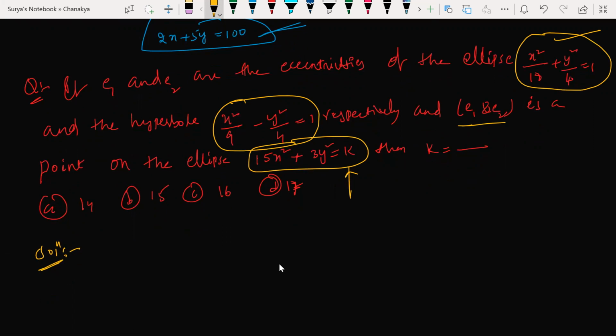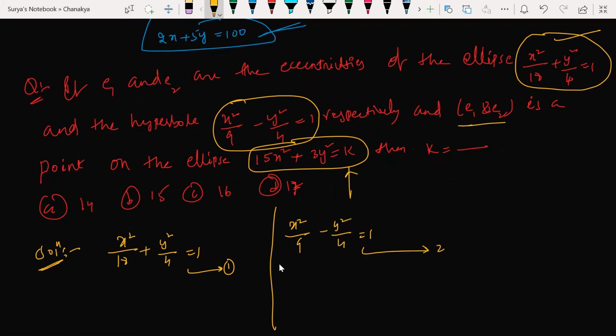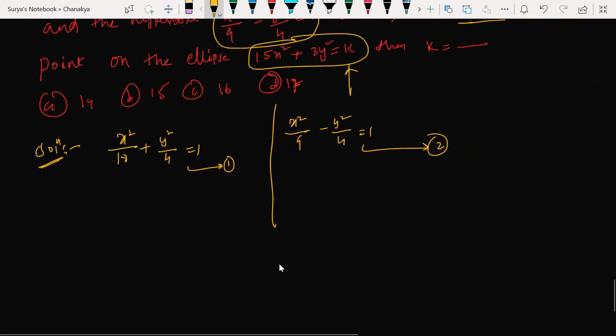So let us find out first eccentricity 1. Okay, x square by 18 plus y square by 4 is equal to 1. Let us take equation number 1. And you have been given again, what is given, x square by 9 minus y square by 4 is equal to 1. Let us take this as second equation. Okay, what is this? This is my ellipse.